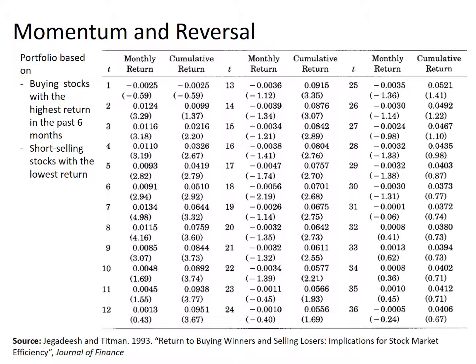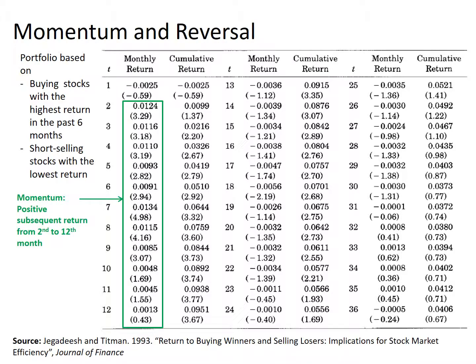Alright, Jegadeesh and Titman, 1993, Journal of Finance, Returns to Buying Winners and Selling Losers: Implications for Stock Market Efficiency. So this is a paper that focuses on momentum. Alright, so the portfolio is formed as follows. In every month, you buy stocks with the highest return in the past 6 months, and you short sell stocks with the lowest return in the past 6 months. So that gives you a long short portfolio. What do you get?